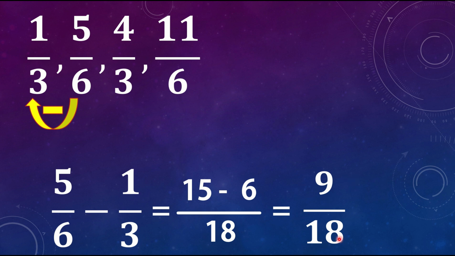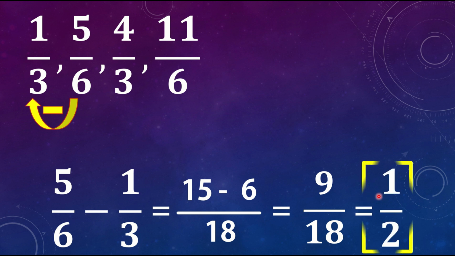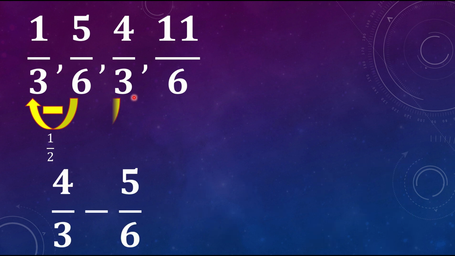9 over 18 can be simplified. Since both are divisible by 9, 9 divided by 9 is 1, and 18 divided by 9 is 2. So therefore, the simplest form of 9 over 18 is 1/2. So the first difference is 1/2. Let us try for the next. So 4 over 3 minus 5 over 6.